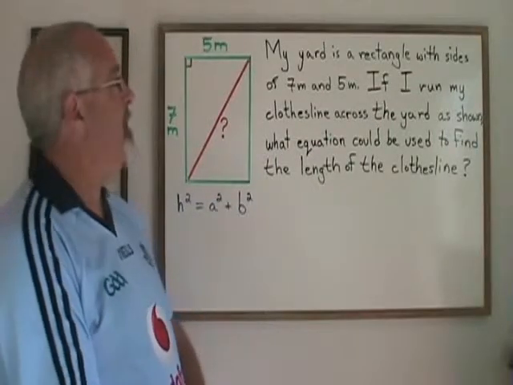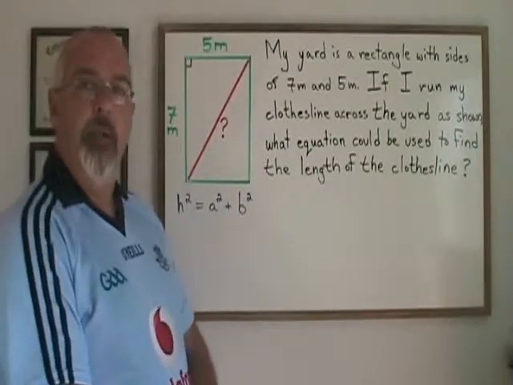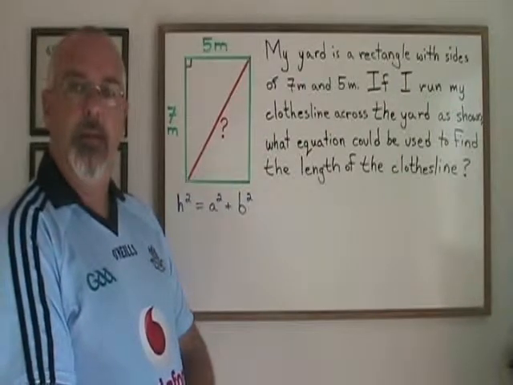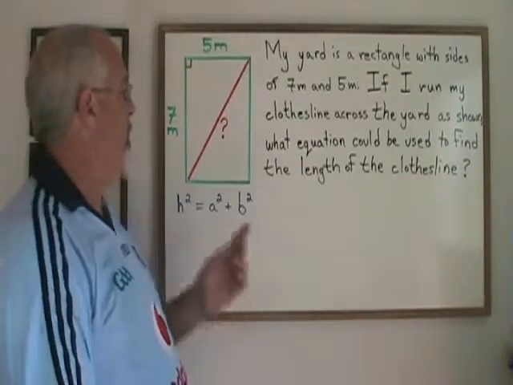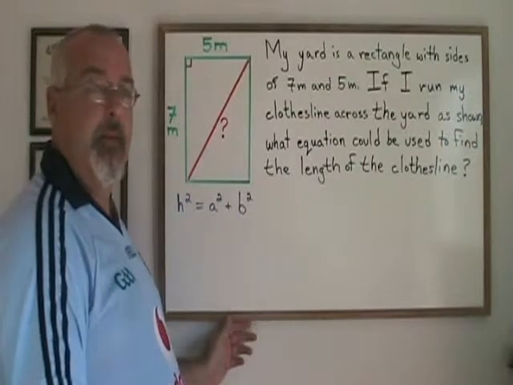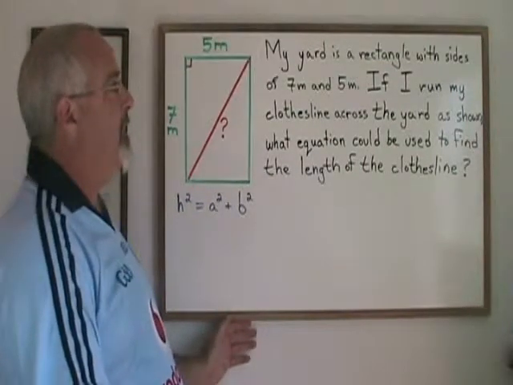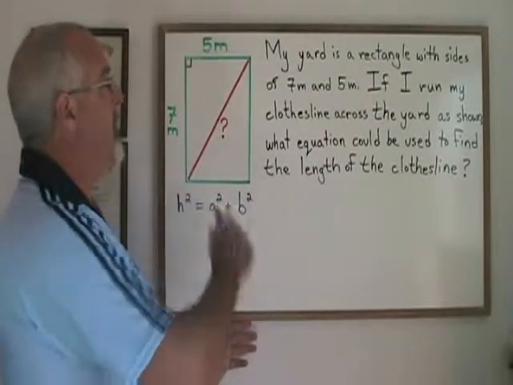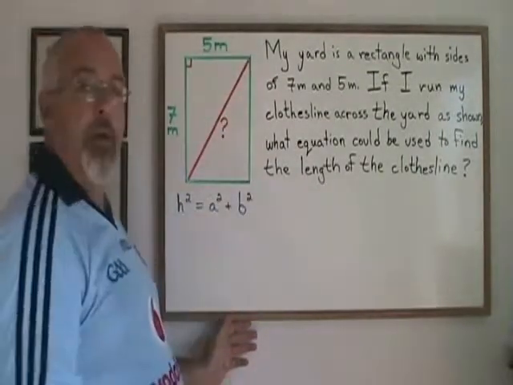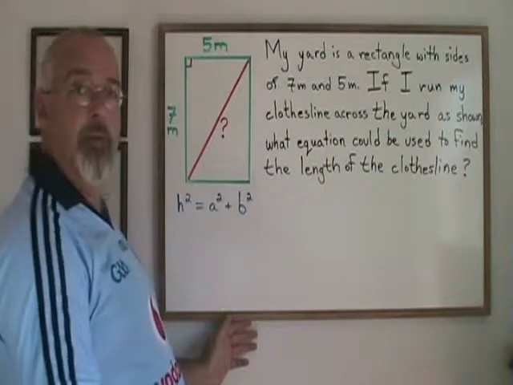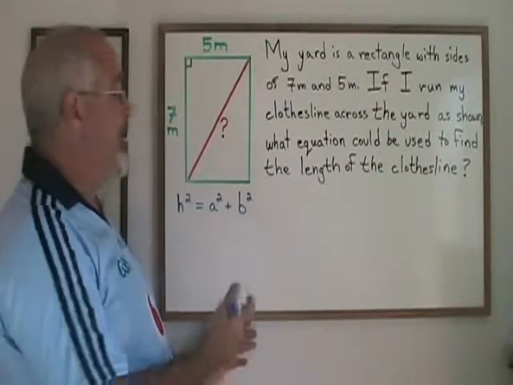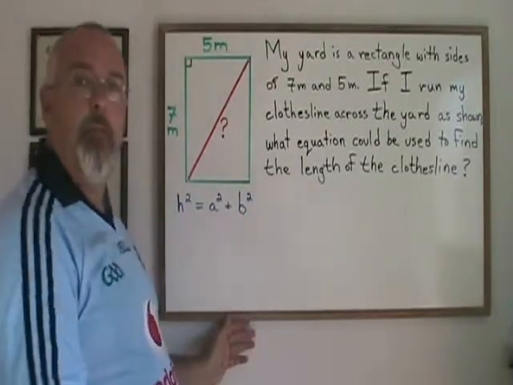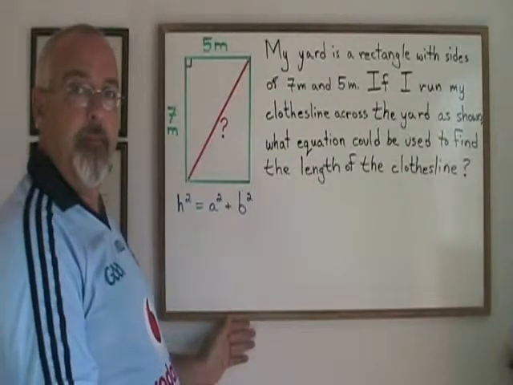This situation is asking us to give a mathematical equation that could be used to solve a problem, and that involves the Pythagorean theorem. My yard is a rectangle with sides of 7 meters and 5 meters. If I run my clothesline across the yard diagonally, what equation could be used to find the length of the clothesline? On the surface, this is a fairly straightforward Pythagorean theorem situation.